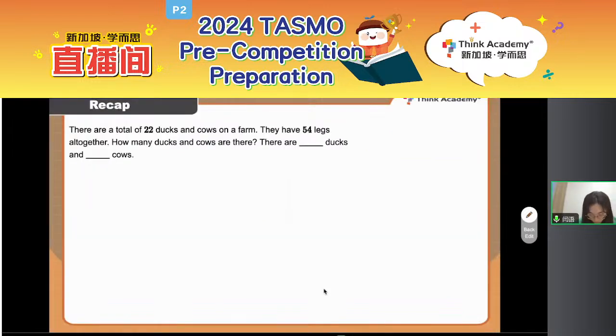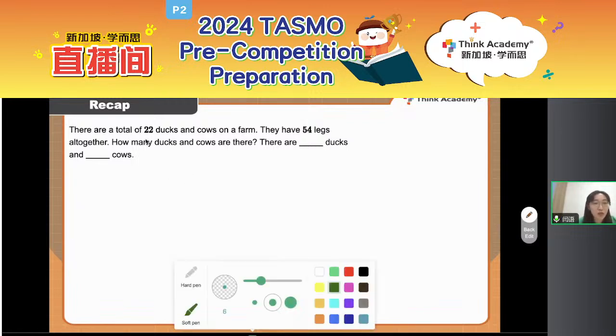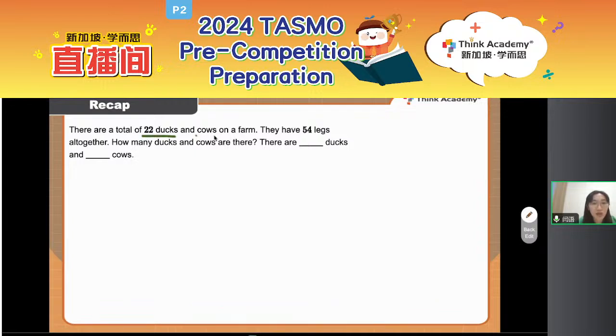So next one, before we move on to question 23, firstly, I want to explain more about such type of question. And also, we can just regard it as the chicken rabbit problem. So firstly, an easy question for you. Look, there are a total of 22 ducks and cows on a farm. They have 54 legs altogether. How many ducks and cows are there?